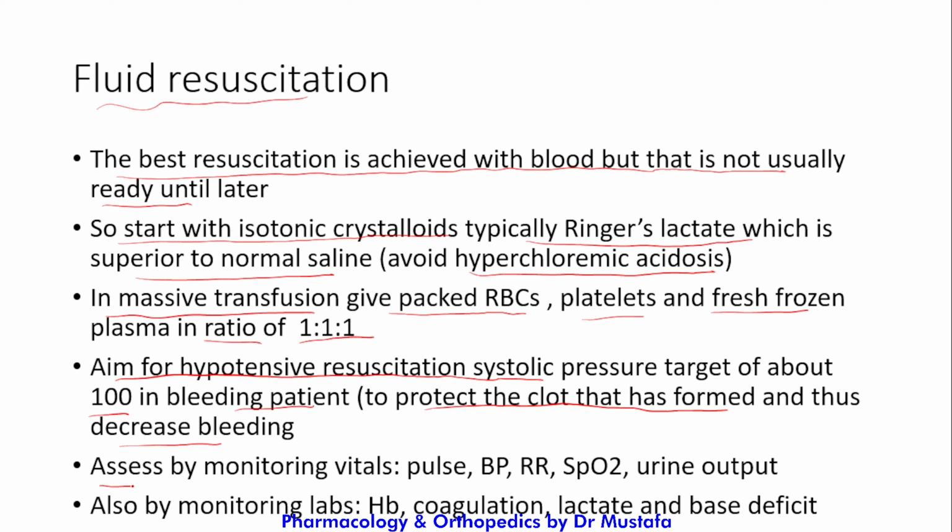And you assess your patient by monitoring the vitals. Those include the pulse, blood pressure, respiratory rate, SpO2, and urine output. And you also monitor by labs, which include the hemoglobin, the coagulation profile, the lactate, and the base deficit.